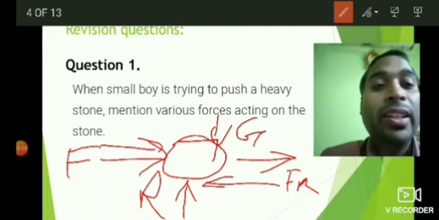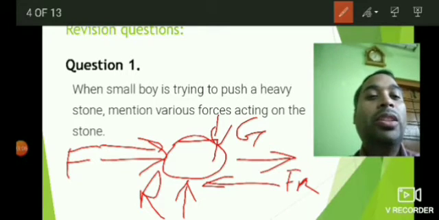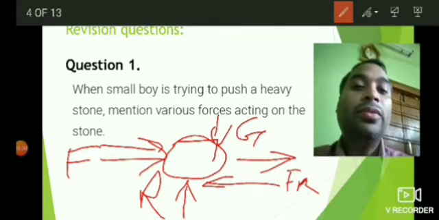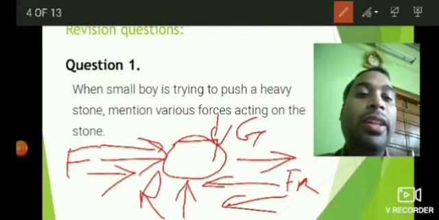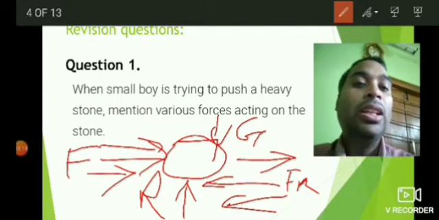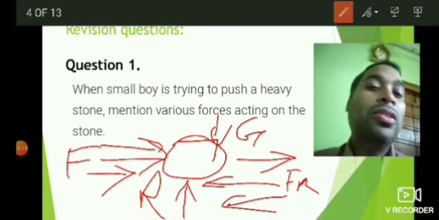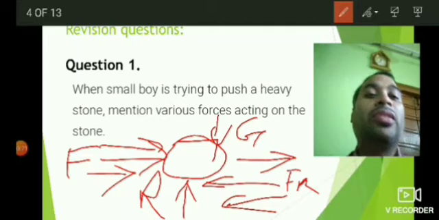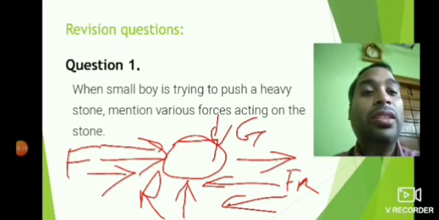Now if they are balanced, the stone will not move. So what are the 4 different forces? First of all, the force applied by the boy, then the frictional force acting opposite to the applied force, then gravitational force acting downwards, and then the reaction force offered by the ground in the upward direction. So these are the 4 different forces acting on the stone. So let's see the answer.